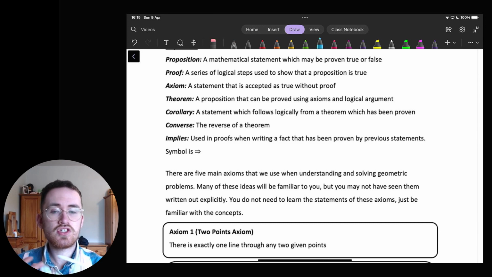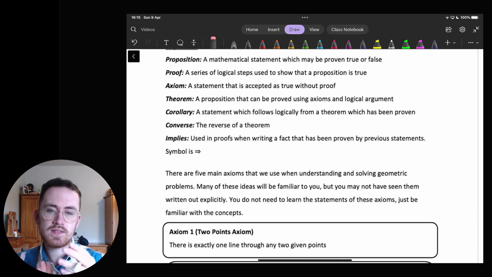Usually we can use a previous theorem to prove one that comes later down the line. So using those theorems, axioms and logical argument, we can prove a theorem is true. An axiom is always taken as true. A theorem can be proven to be true. A corollary then is a statement that follows from a theorem. If I have a theorem that proposes one thing, that might mean that something else is also true, and that would be a corollary that follows from my theorem.